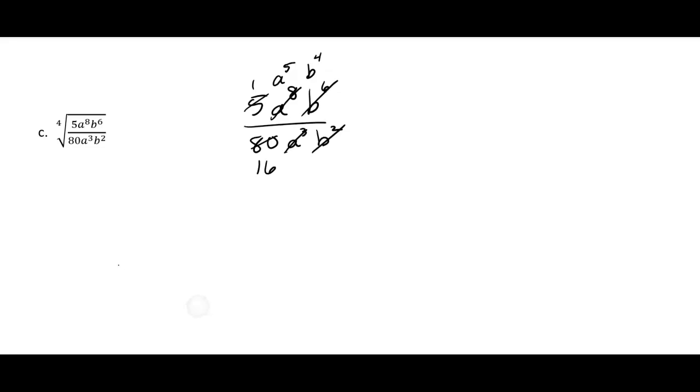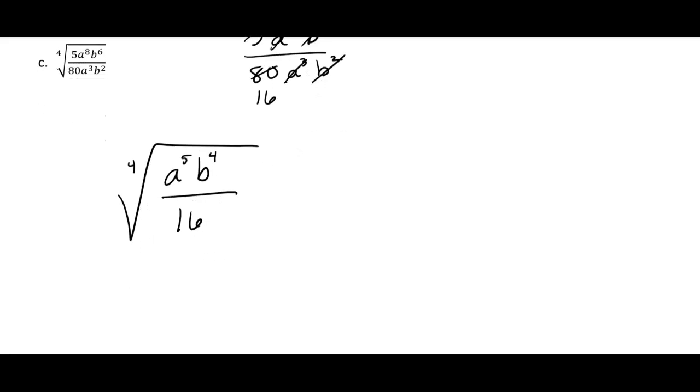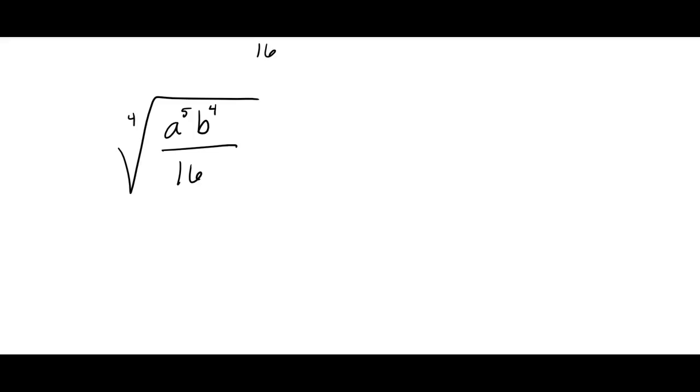All right, so how do I write this? It's the 4th root of a to the 5th, b to the 4th, over 16. All right. So now, can I take the 4th root of a to the 5th? Do I have enough a's? Yeah, I can take one out. So I'm going to have an a, and then I'm going to have an a left over. So somewhere I have to remember that. And then I have enough b's to get a b out.